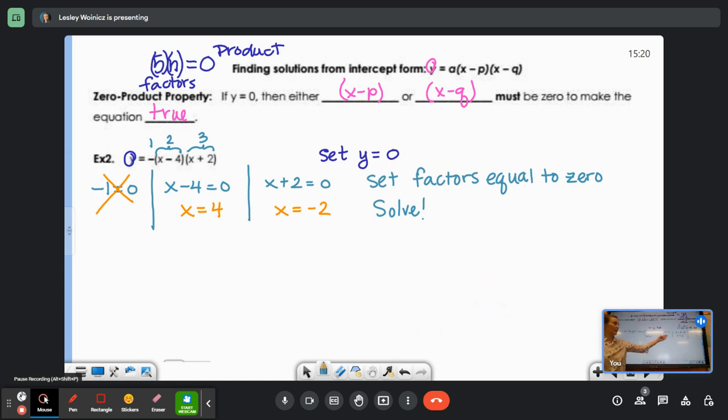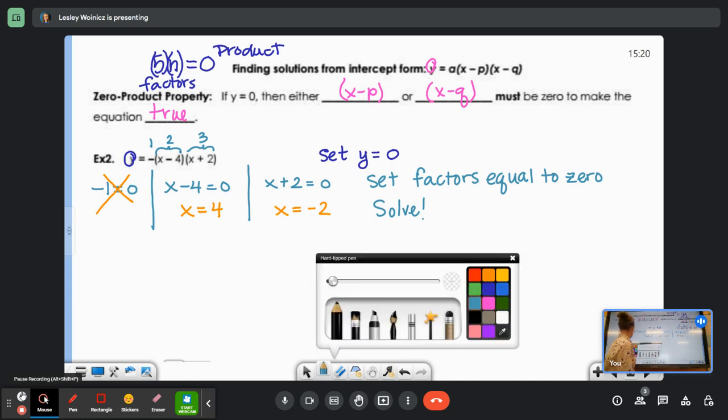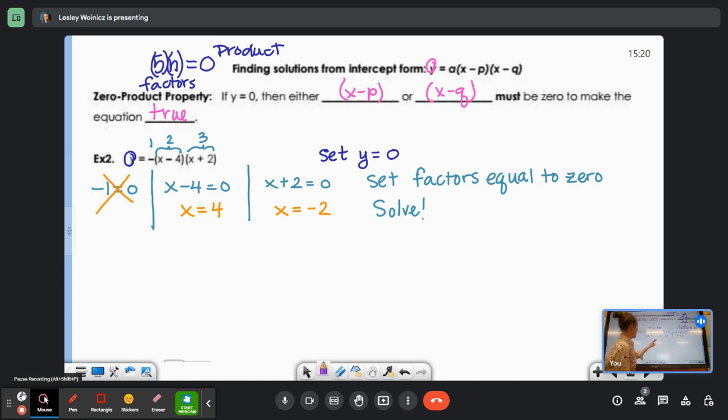Now I've got some x values that should make my y 0. It's time to write them in curly brackets. So step 3 is to put my p and my q in some curly brackets. What order do they go in? Most negative to most positive. So we start with the -2 and then we go to the 4.